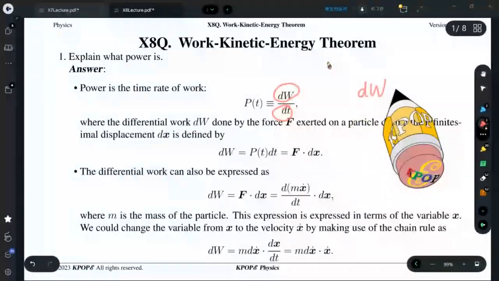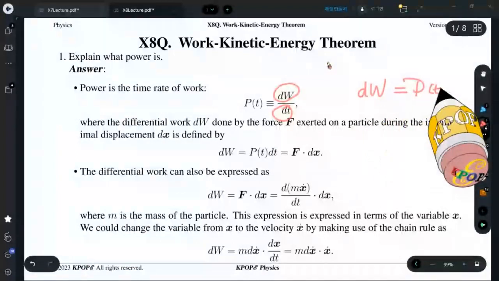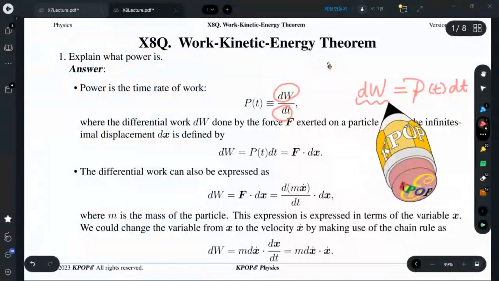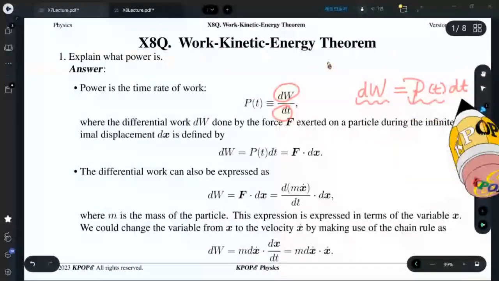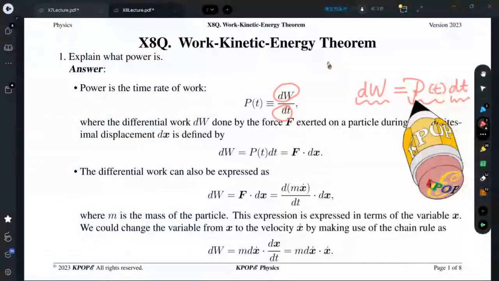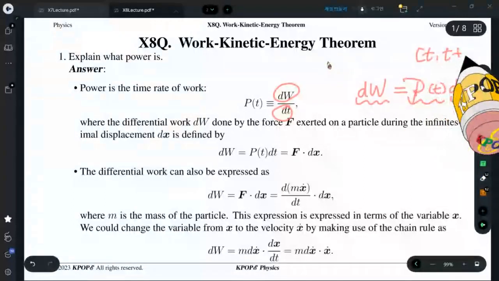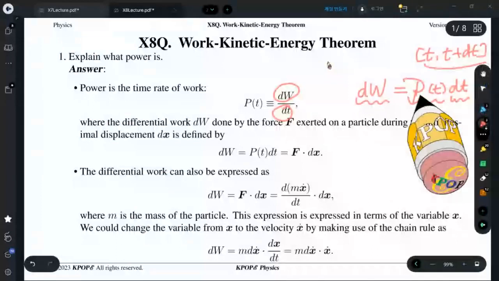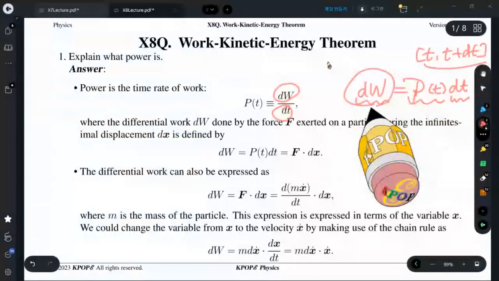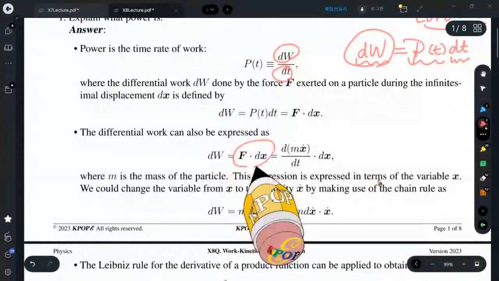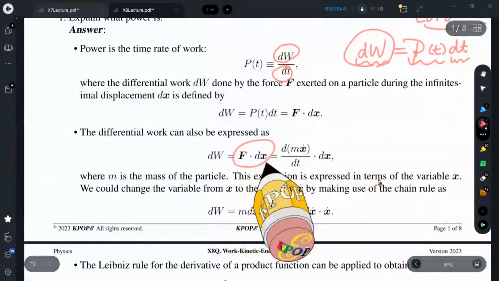So this is this. Okay. The amount of work is power multiplied by the time difference, if this power is constant during a very tiny time interval. So this is the work. Okay, and what is work? Work is force times displacement, infinitesimal displacement.